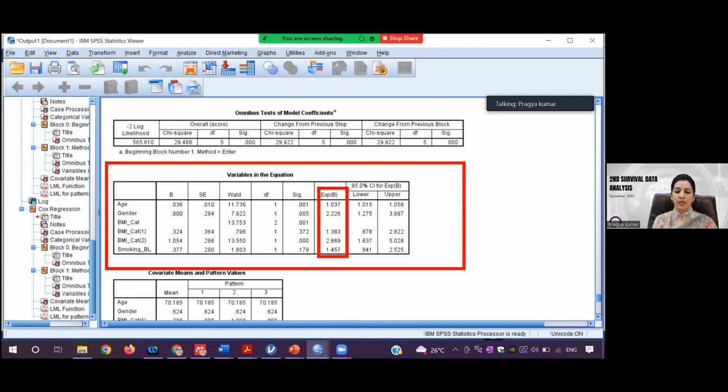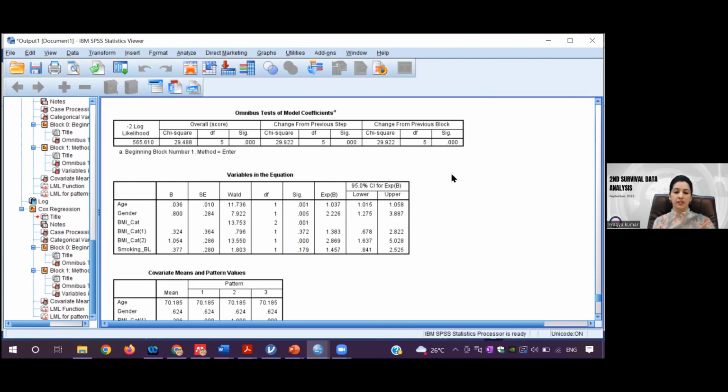I'll show you. So just to explain first, I'm explaining it with the age. You see the significance also. How many variables have a significant level? Age, gender, in fact all are significant except smoking. Smoking is not significant because its significance value is 0.179. And you can see BMI category 1 is also not significant. It is only this overall significance which you are seeing here.